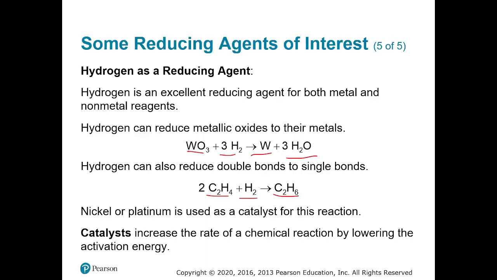Nickel or platinum is used as a catalyst for this reaction. Catalysts increase the rate of a chemical reaction by lowering the activation energy. They'll make the reaction go faster in both directions, and they only make the reaction go faster. They don't make the reaction go forward or reverse. They just make it go faster.